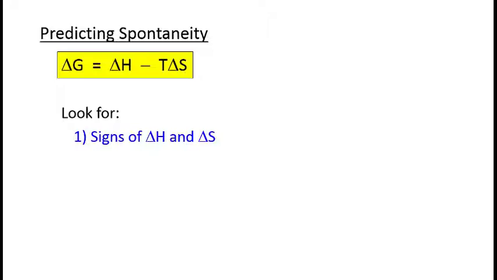Although we cannot get the sign of delta H from a balanced equation, we need to be told whether a reaction is exothermic or endothermic. We can get the sign of delta S. Remember, T is always positive. Second, since we're taking one term minus the other, we need to look to see which is bigger, delta H or T delta S.